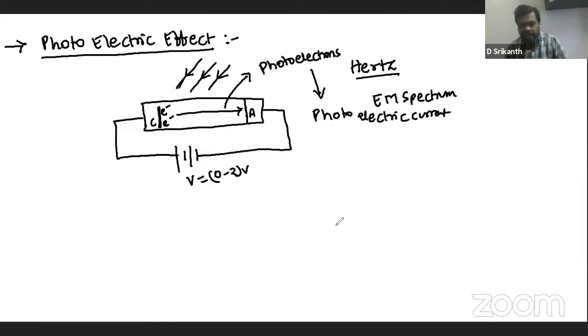Then Planck came and explained that instead of microwave, he incident infrared radiation. The frequency of infrared is somewhat higher than microwave. Again, for infrared radiation also the same thing happens, but the number of photoelectrons increases.